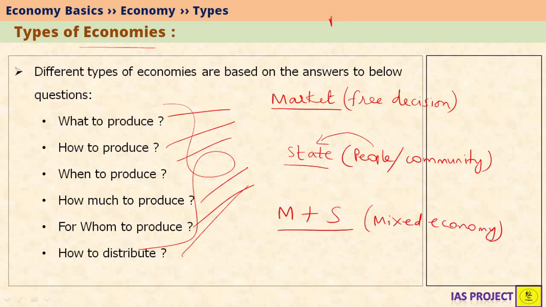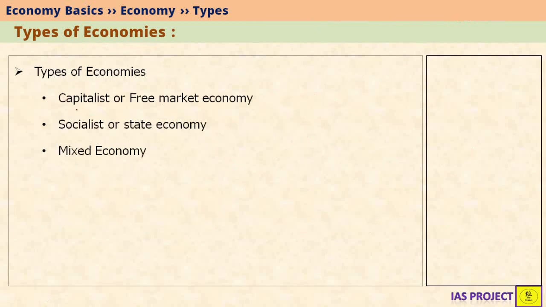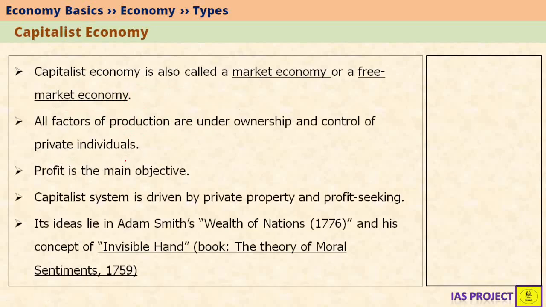So we have seen the types of economics. We called them micro, macro, and mesoeconomics. And now we are seeing the types of economies. We are calling them market economy, state economy, and mixed economy. The types of economy are capitalist, which is also called market economy or free market economy, socialist economy, which is often called state economy, and mixed economy.